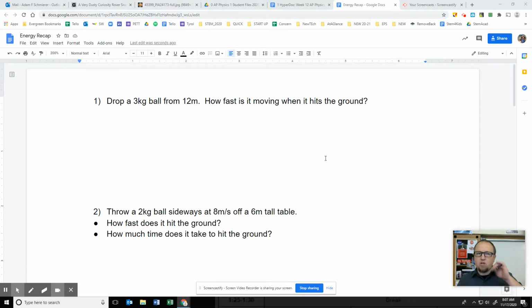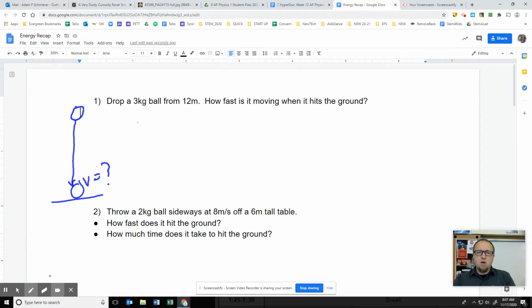So we're going to start with just energy 101. First question is, we've got ourselves a 3 kilogram ball. We drop it from 12 meters up, and then we're going to talk about all the different ways you would see this problem. It's going to fall, and the question is, how fast is it moving when it hits?